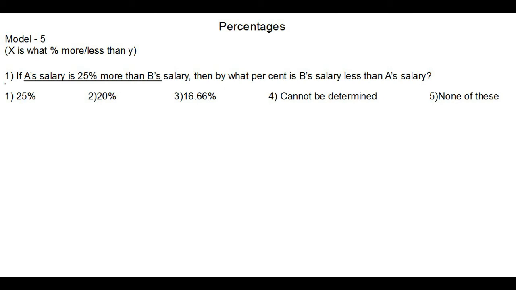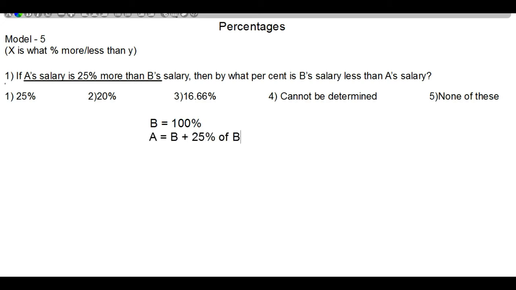Point to be noted is 25% less is not the answer. So what do we do? A is 25% more than B. Let us assume that B is equal to 100. B's salary is 100 rupees. It is not given, we are just assuming that B is 100. The question says A is 25% more than B. So A can be taken as B plus 25% of B. We have discussed how to increase or decrease with respect to a particular value and given percentage.